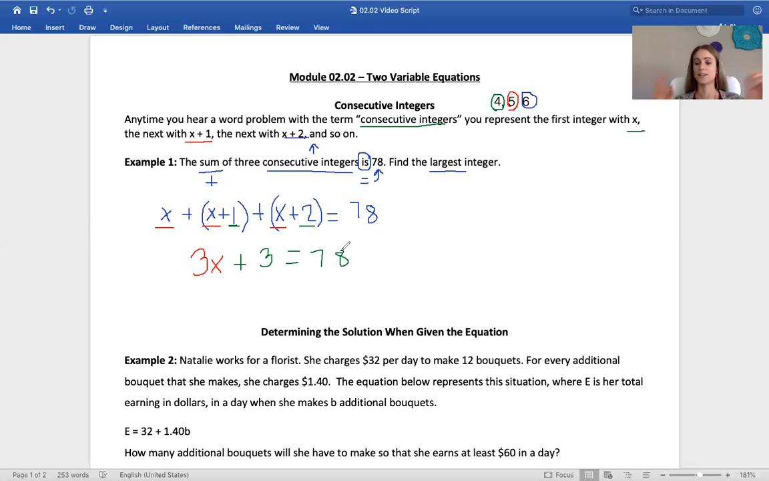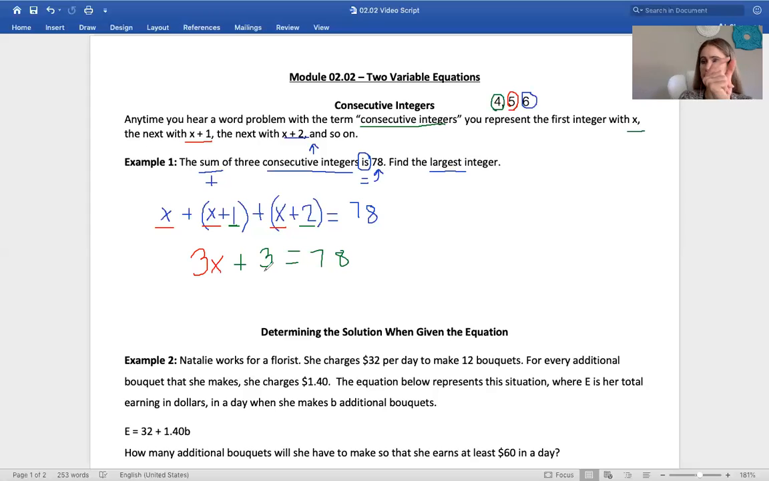Aha, now we have a two-step equation, which is what this module focuses on. So with our two-step equation, remember with equations, we're trying to isolate our variable. We are trying to get that variable by itself. So if I want to isolate this x right here, the first thing I need to do is get rid of anything that's being added or subtracted to it. So it's being added, a 3 is being added.